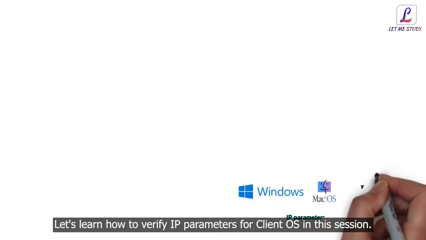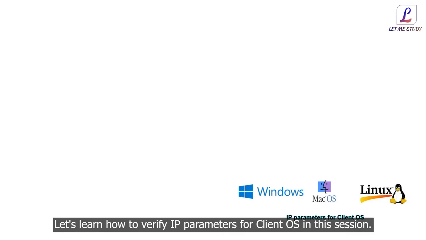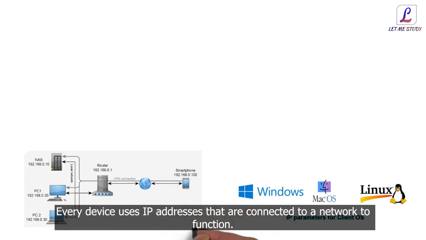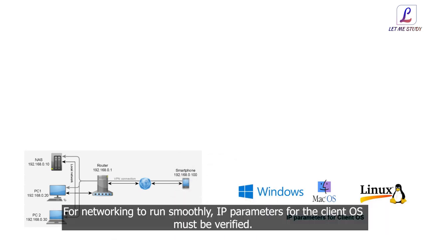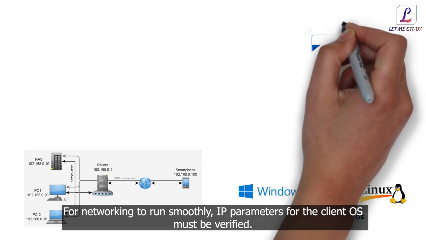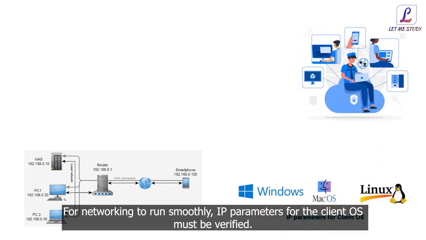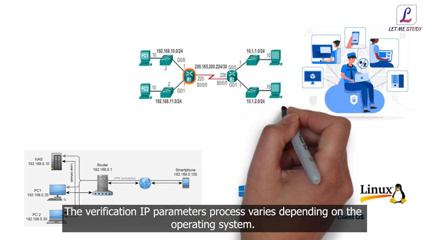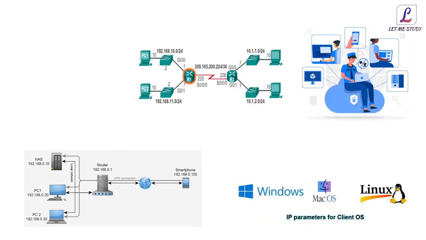Let's learn how to verify IP parameters for client OS in this session. Every device uses IP addresses that are connected to a network to function. For networking to run smoothly, IP parameters for the client OS must be verified. The verification process varies depending on the operating system.